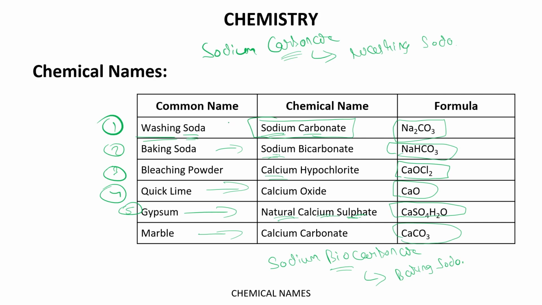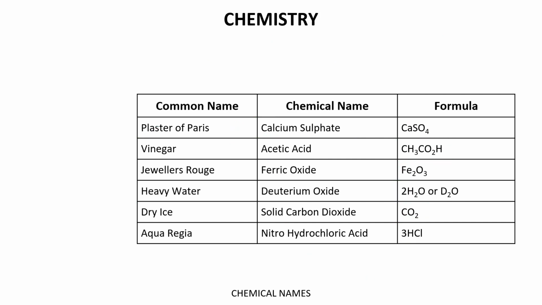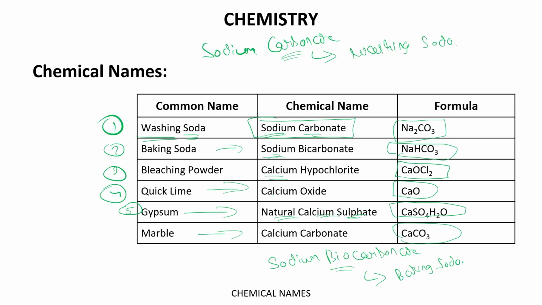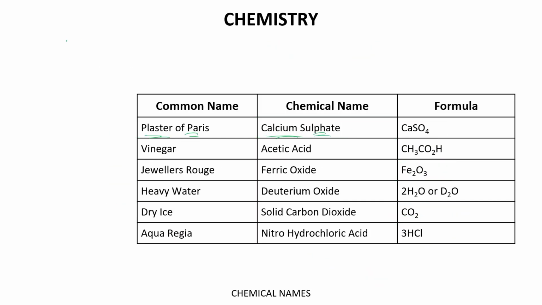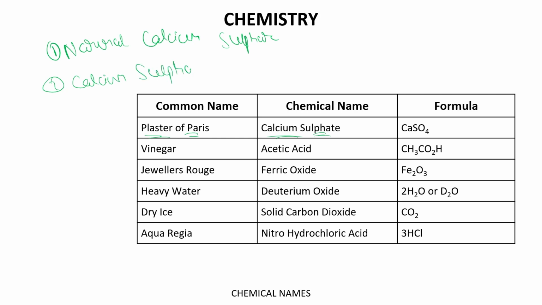Alright, so here we have come to know about some common names. Now let's move forward. Now we have other terms. First is plaster of Paris, which is also known as calcium sulfate. Now here, when we are talking about calcium sulfate, we have two types: one is natural calcium sulfate, and the second one is calcium sulfate.